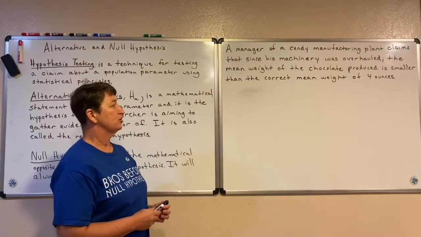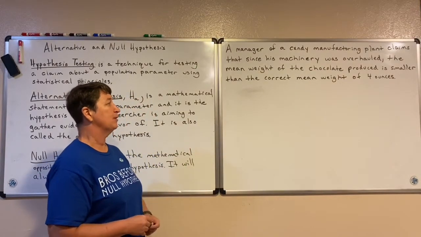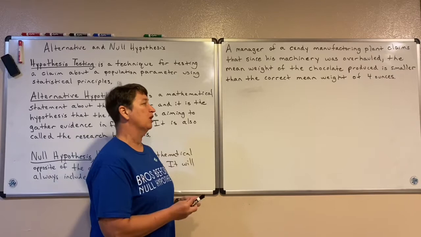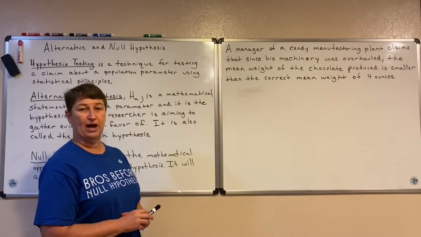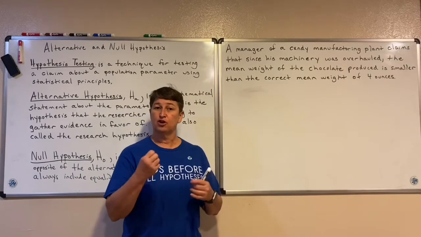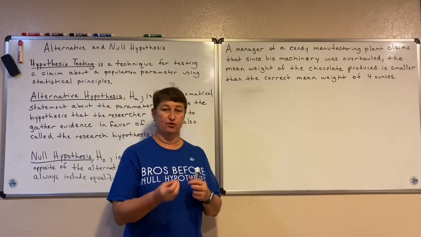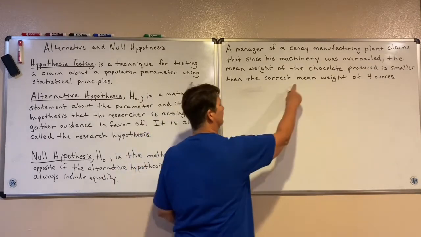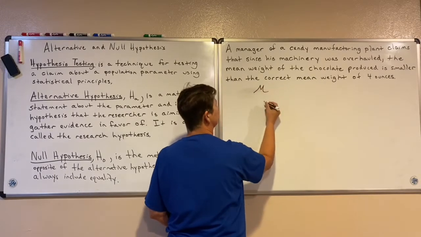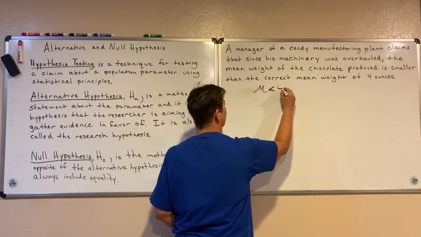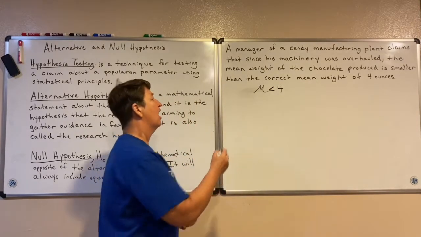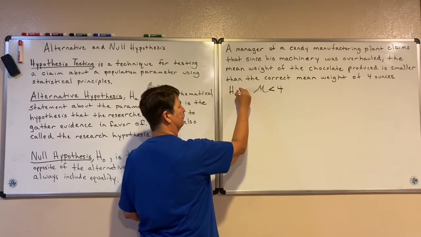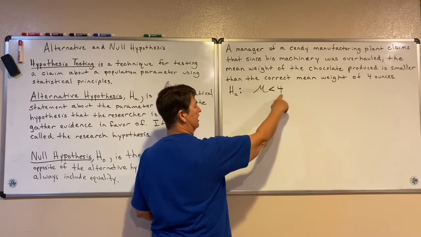Here we have a manager of a candy manufacturing plant who claims that since his machinery was overhauled, the mean weight of the chocolate produced is smaller than the correct mean weight of 4 ounces. So he thinks that his machines are not producing enough chocolate. So his alternative hypothesis is that that mean weight is less than 4 ounces. That's his alternative hypothesis. So this just denotes that alternative hypothesis. He thinks the mean is less than 4 ounces.